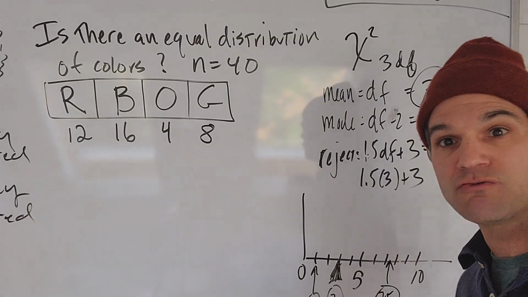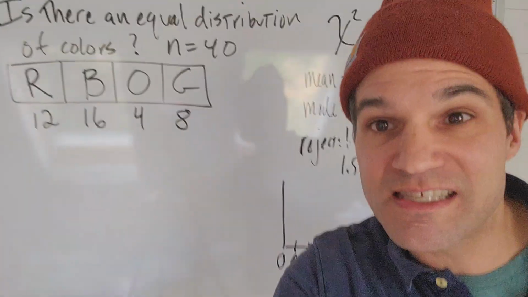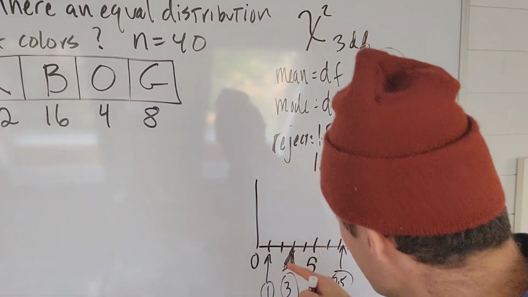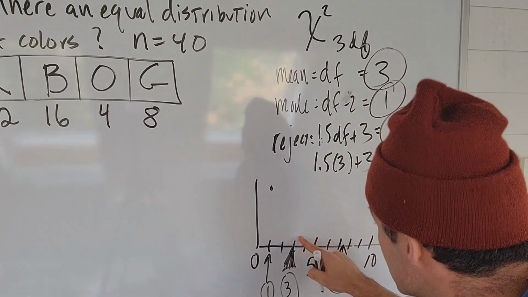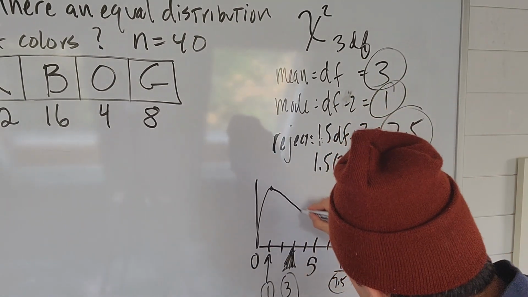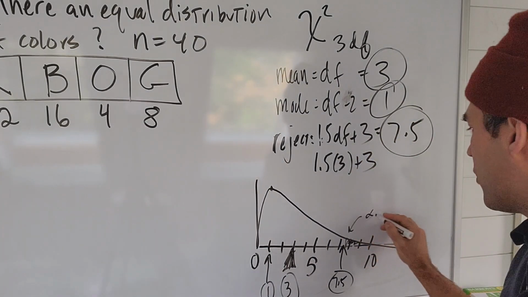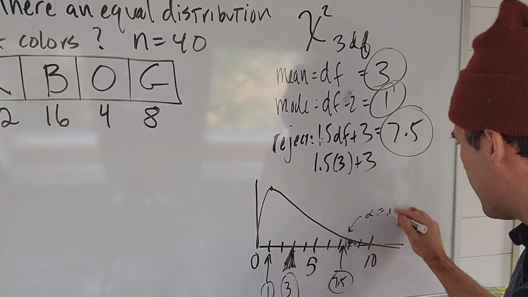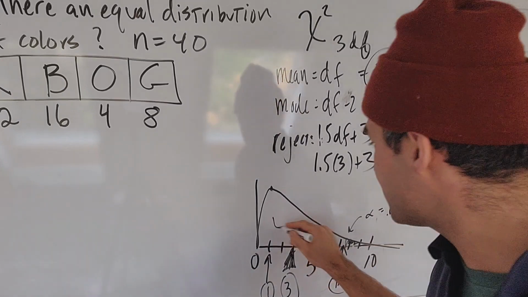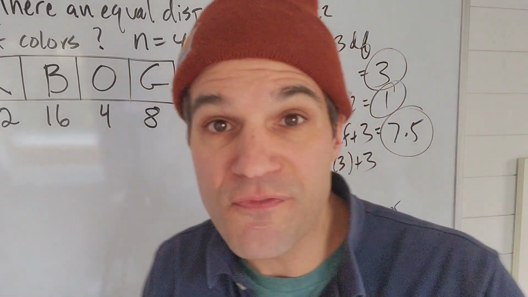There's my rejection region. So I can actually sketch a little chi-squared. This is the highest point. This is the balancing point, so it's going to look like this. And only 5% is beyond 7.5. This is about where my alpha equals 0.05 is going to be, right around there. So this is a pile of chi-squareds if the null was true.